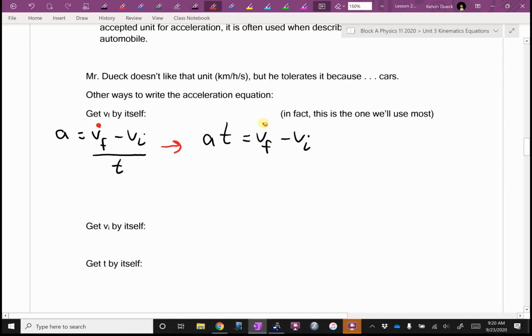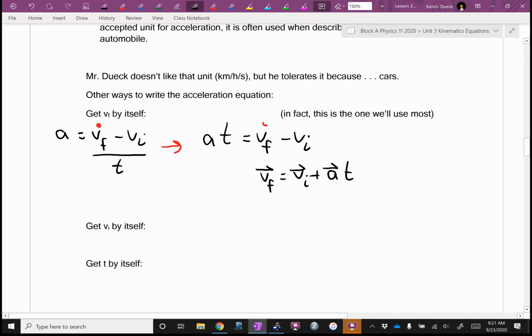I was trying to get the VF by itself. How would I get the VF by itself? How would I move that VI over? Add it. Why add? Because it's subtracting on the right-hand side. Is that okay, Ethan? We get this. There's an AT. There's a VI. You know what? My spacing is bad. Let me write it here. There's an AT. There's a VI added. And there's a VF left by itself.